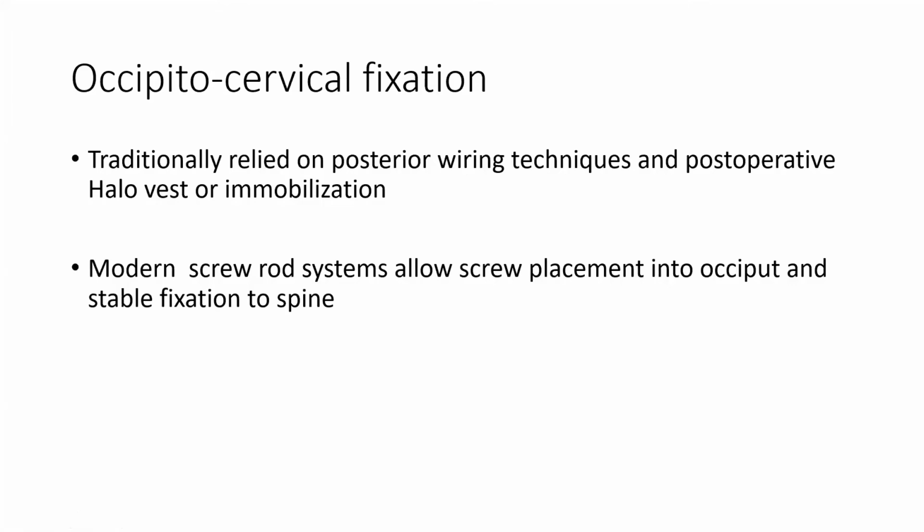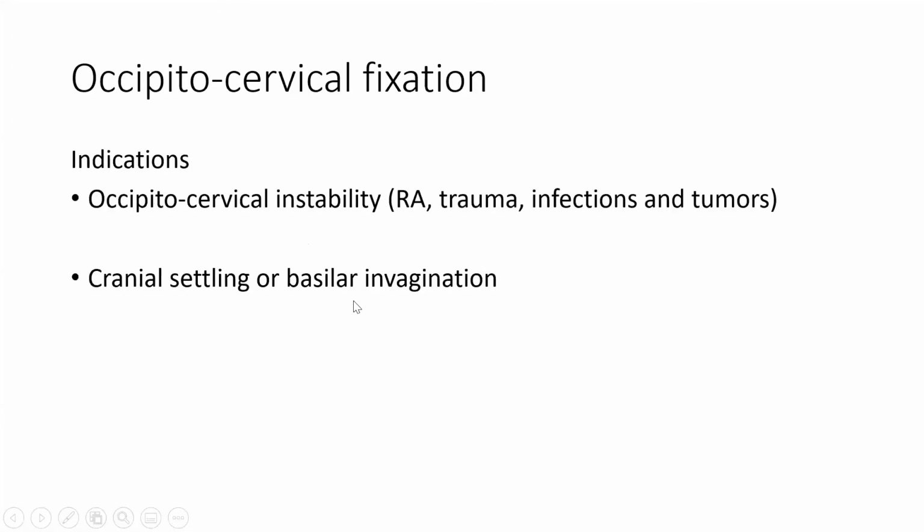You can fix the occiput to the cervical spine. Look, the old techniques used wiring and halo vest and the whole story. Nowadays, you've got plates that fit in the back of the head. So, for instance, patients with occipital cervical instability, rheumatoid arthritis, trauma, and anything which destroys the C0-C1 joint, you may want to fuse the occiput to the cervical spine. Rheumatoids often get this cranial or basilar invagination where the peg starts to disappear into the head, and you may want to reduce it.